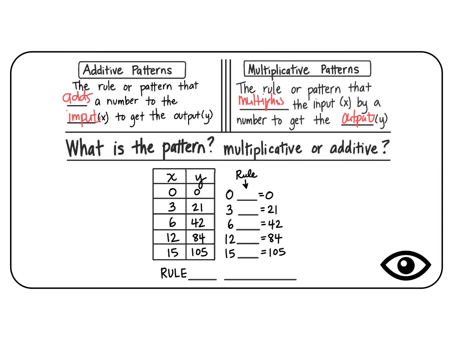So we have 0 and 0. Well, let's see. I could say 0 plus 0. Let's see if that applies to our next one. If I say 3 plus 0, nope, that doesn't work. So let's look at our other patterns and see how they relate. I have a 3 and a 21. In order to get from 3 to 21, I could subtract 21 minus 3 and see what that gets me.